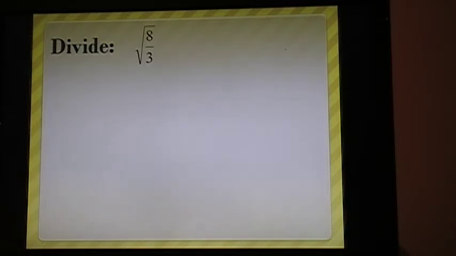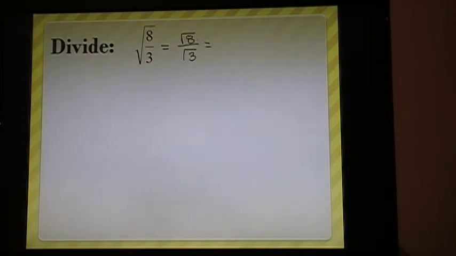So sometimes, even if you were given two that were separated out, you might want to go ahead and put it together as a single fraction so that you can reduce before you do your simplification. But back to this. So 8/3 doesn't reduce, so I'm going to go ahead and split it into two. So we've got the square root of 8 over the square root of 3.